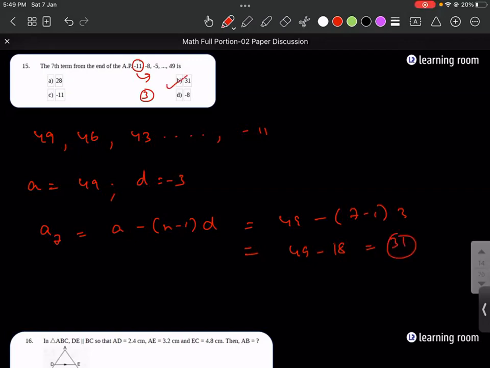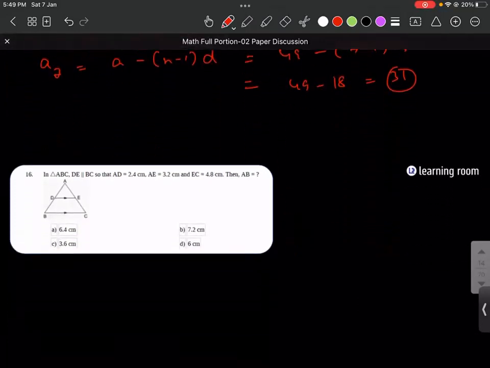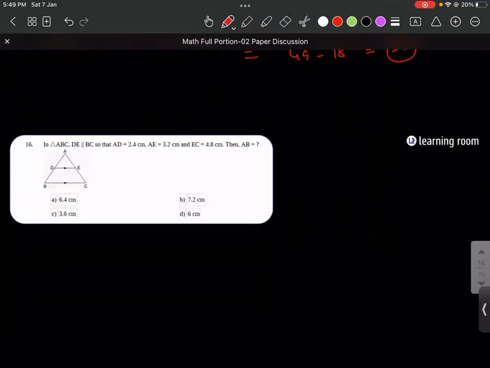30. 16. In triangle ABC, D is parallel to BC, so that AD is equal to 2.4 centimeter, AE is 3.2. So AD is 2.4, AE is 3.2, EC is how much? 4.8. Then AB is how much? Sir, 2.4 plus 6.4, so it will be 8.4. Sorry, 8.8. 8.8. But there is no option, no?